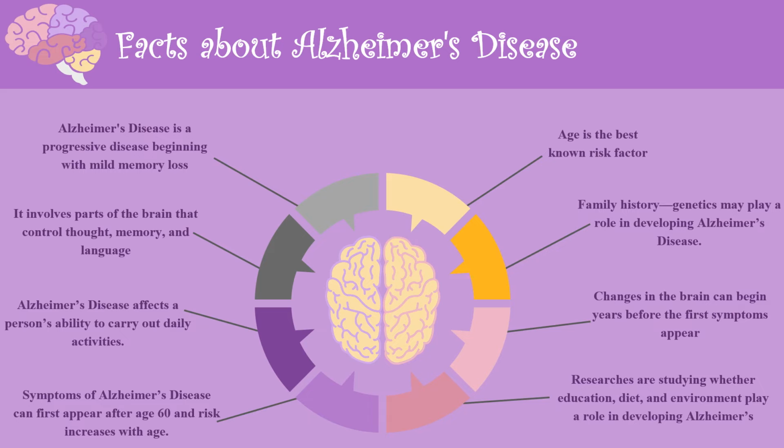Symptoms of Alzheimer's disease can first appear after age 60 and risk increases with age. Age is the best known risk factor. Family history genetics may play a role in developing Alzheimer's disease. Changes in the brain can begin years before the first symptoms appear. Researchers are studying whether education, diet, and environment play a role in developing Alzheimer's.